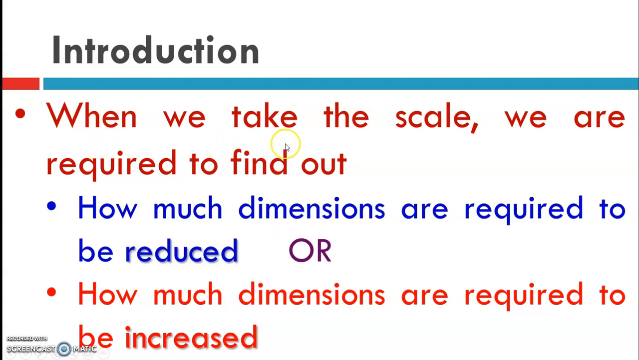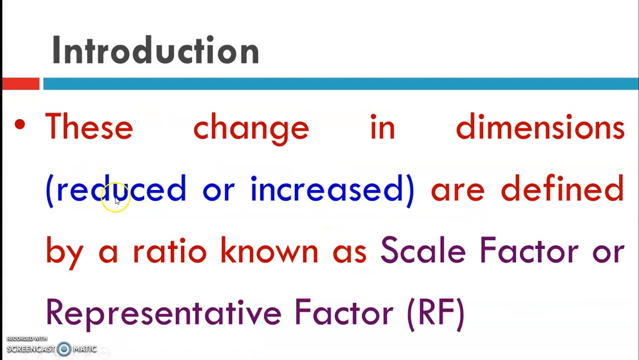So when we take a scale, we have to find out how much dimensions are required to be reduced or how much dimensions are required to be increased. So whenever we are going to take a scale, we should know by what ratio the dimensions are to be reduced, or by what ratio dimensions are to be increased. And this change in dimensions, whether reduce or increase, is defined by a ratio, and that ratio is known as the scale factor or representative factor, RF.